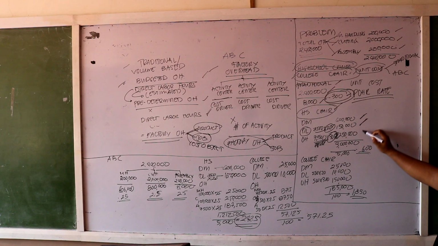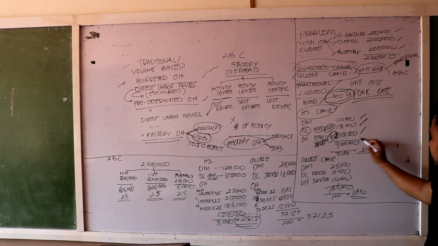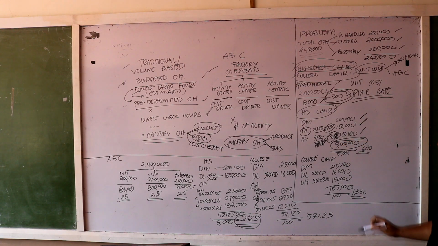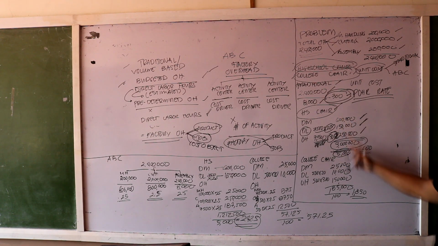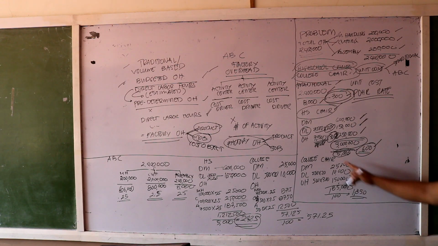Now we will total the cost of our HS chair. 600,000 plus 150,000 plus 2,250,000. That will give us 3 million. Divided by the units produced for HS chair, which is 5,000. The unit cost per HS chair is 600. Next, let's proceed to college chair.